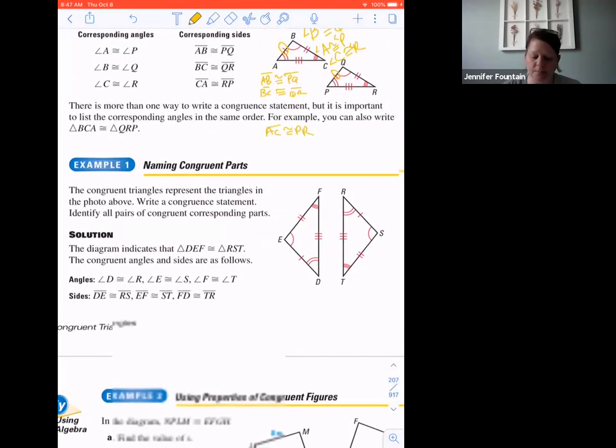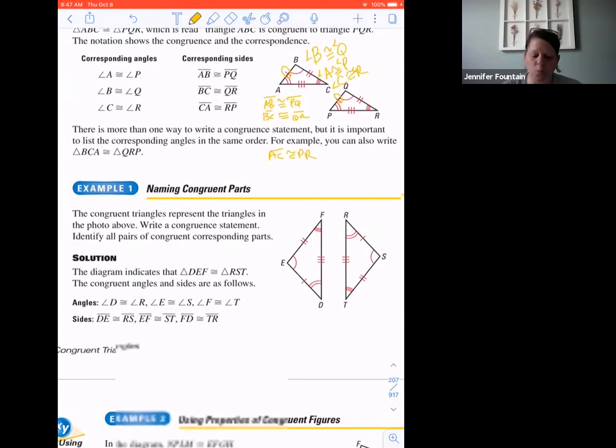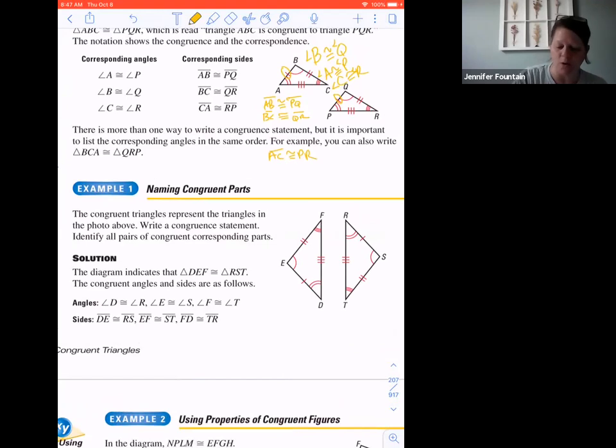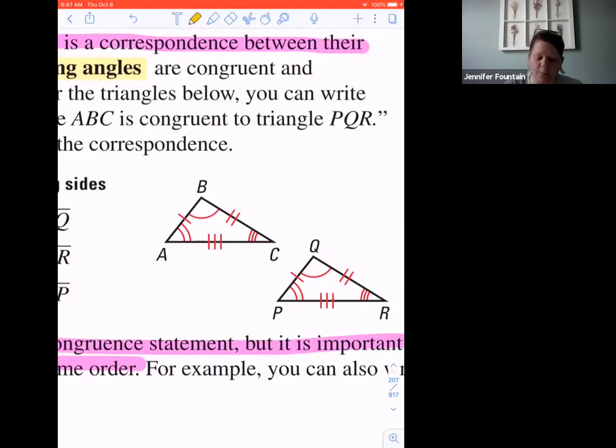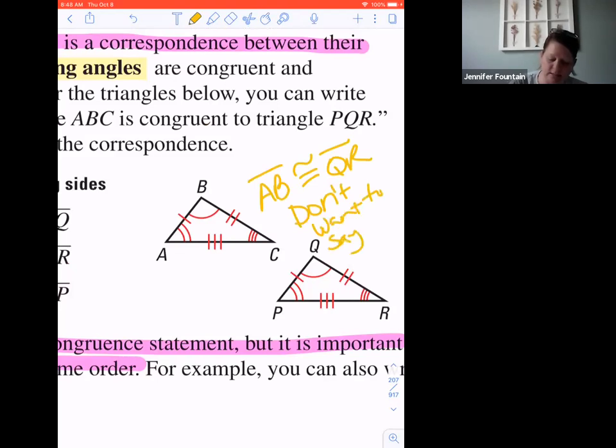So it says there is more than one way to write a congruent statement, but it is important to list the corresponding angles in the same order. One of the things that's talking about is I would not want to name, and I'm going to erase what I wrote up here so we can look at it, side AB is congruent to side QP. I don't want to say that because that's not putting them in the same order.